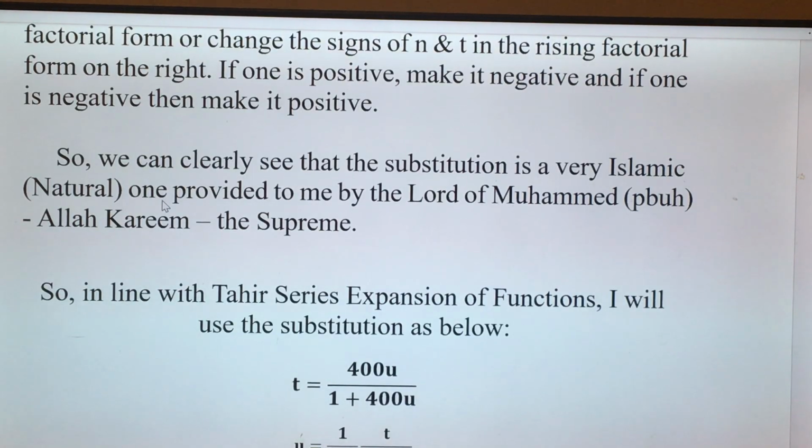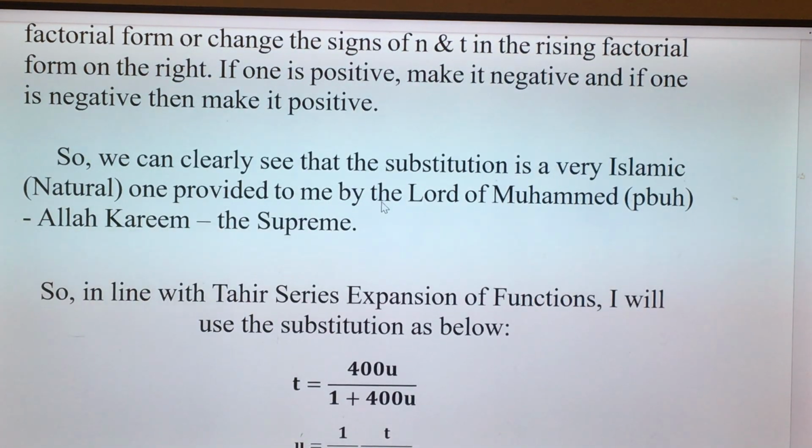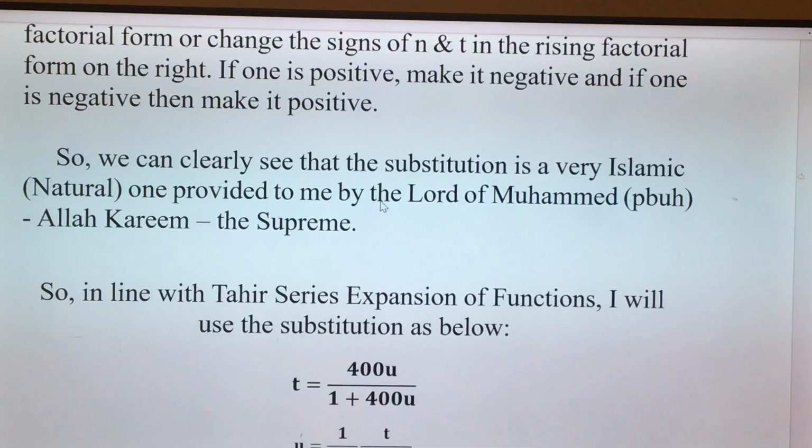As you know, Islam is fitra. Fitra means nature. So I call it the natural or Islamic substitution because it's very natural. It was provided to me only by the Lord of Muhammad, peace be upon him, sallallahu alaihi wasallam. Allahumma salli ala Muhammadin wa ala ali Muhammad kama sallaita ala Ibrahim wa ala ali Ibrahim innaka Hamidum Majid. Allah Kareem, the Supreme, the Lord of Muhammad sallallahu alaihi wasallam.